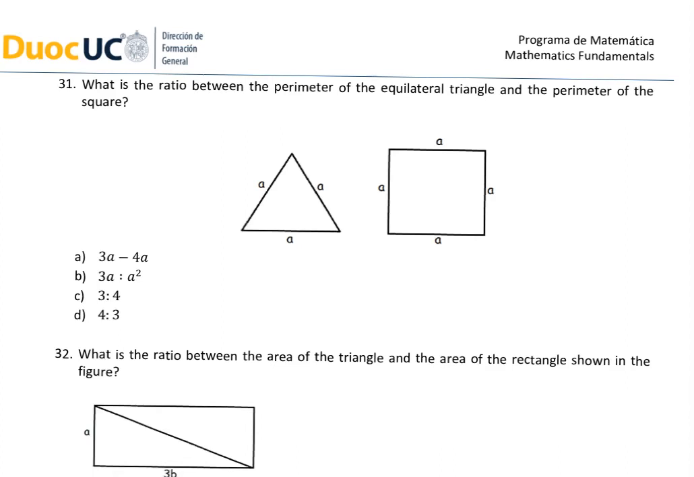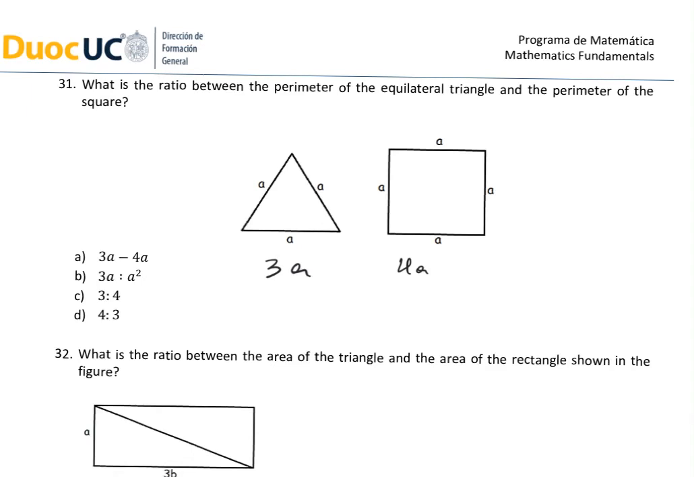So, what is the perimeter of a triangle? A plus A plus A, and that happens to be 3A. What is the perimeter of the square? 4A.